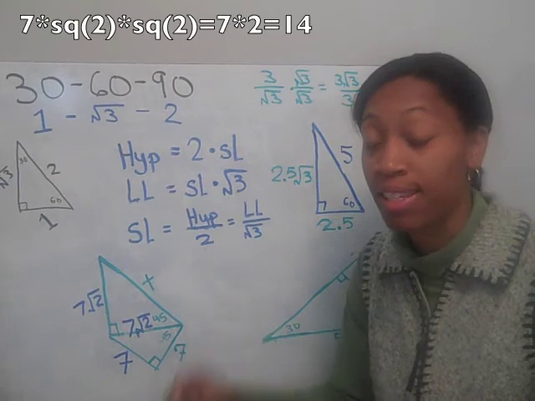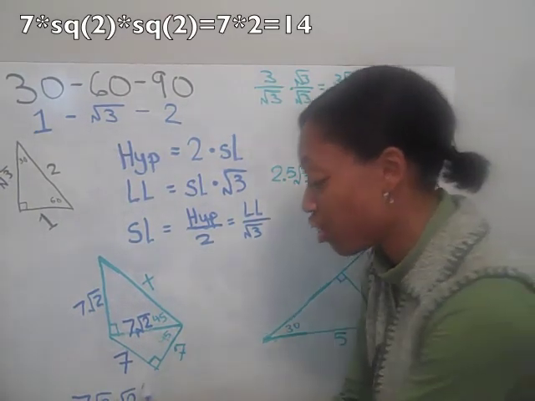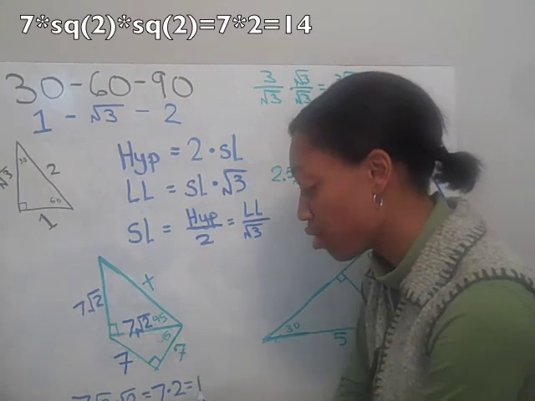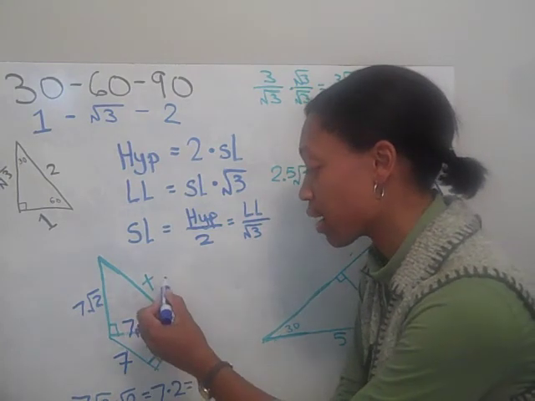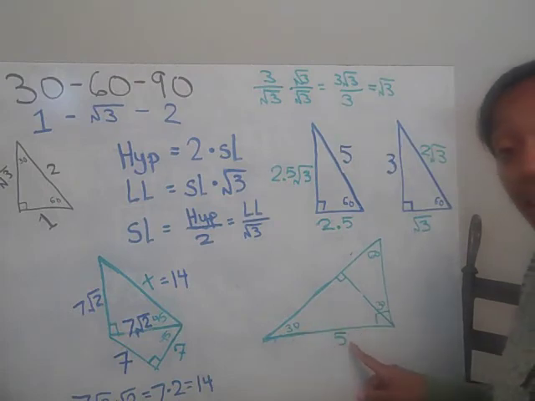Let's write that out to the side. Well, the square root of 2 times the square root of 2 is just 2. And 7 times 2 is 14. So x is 14. And last example, this side is 5.